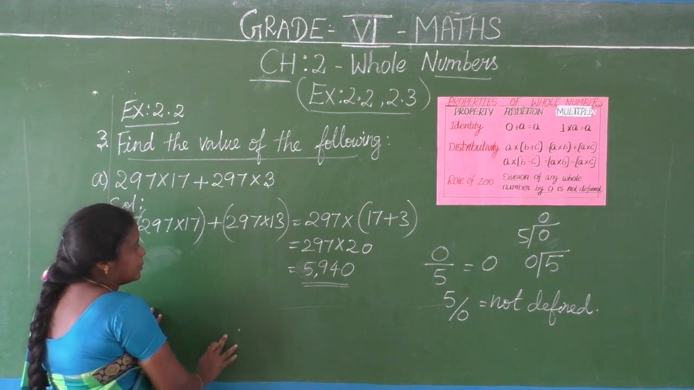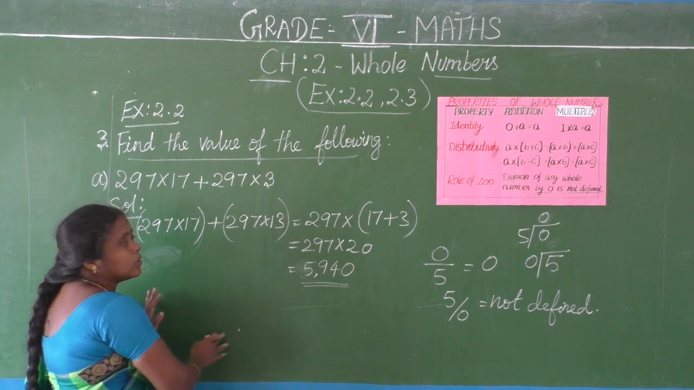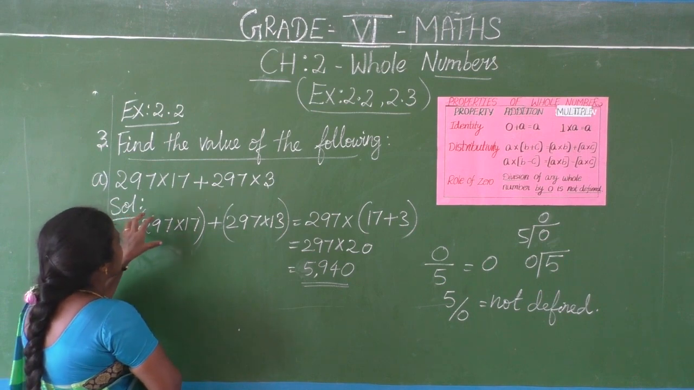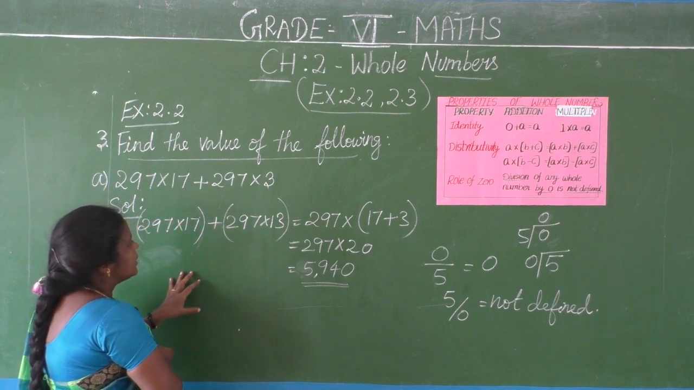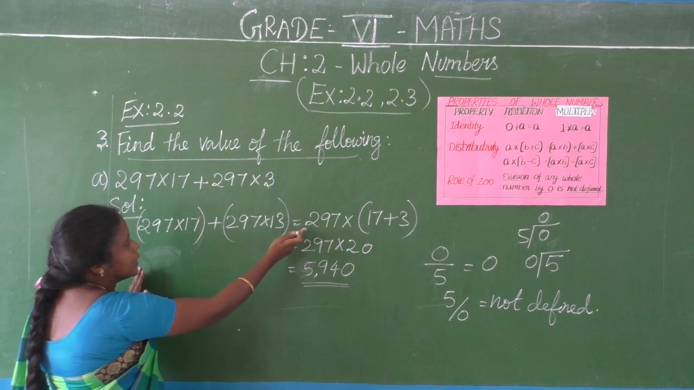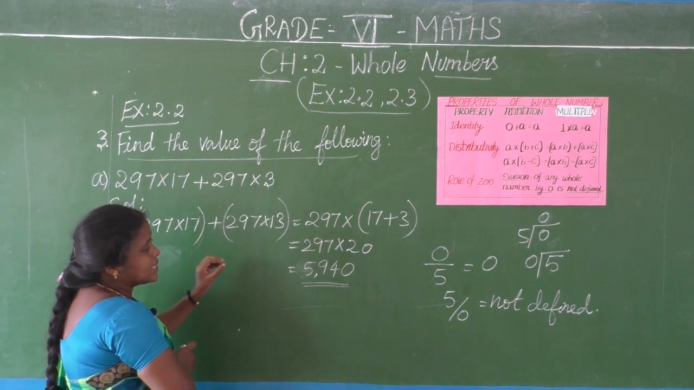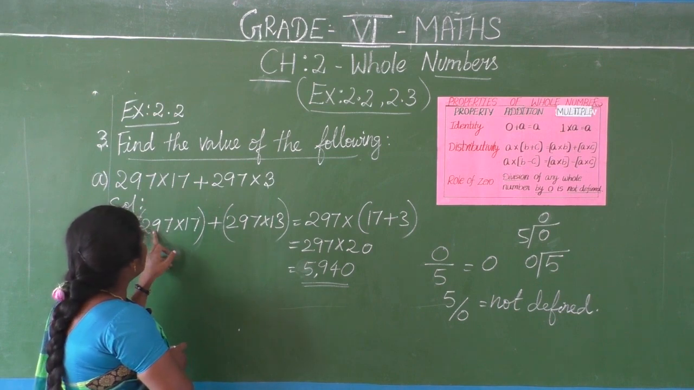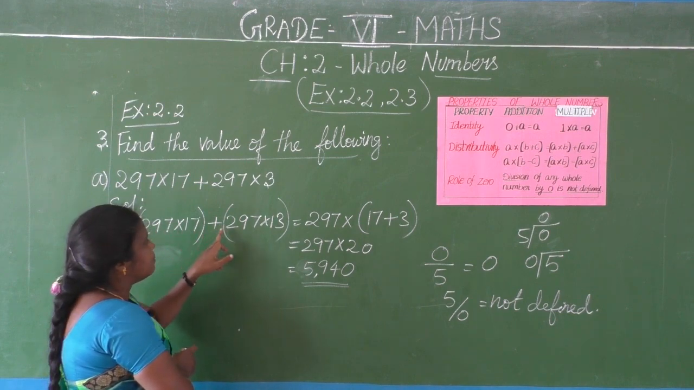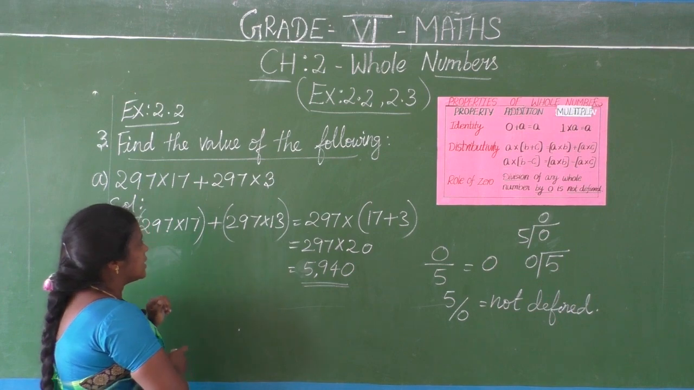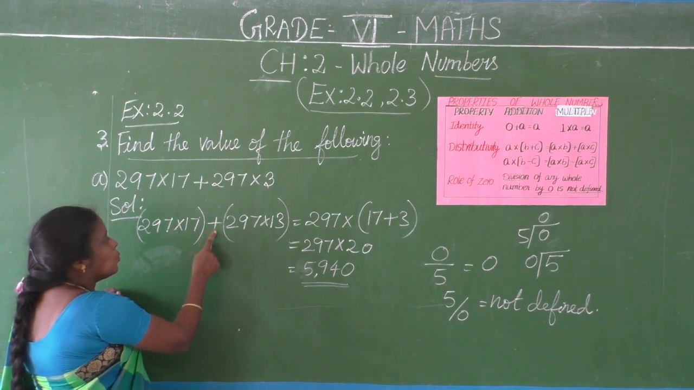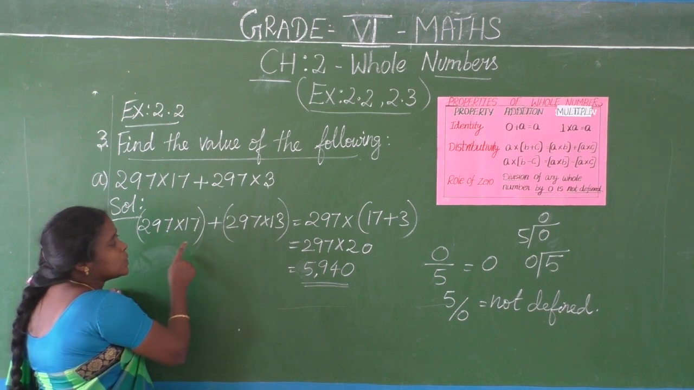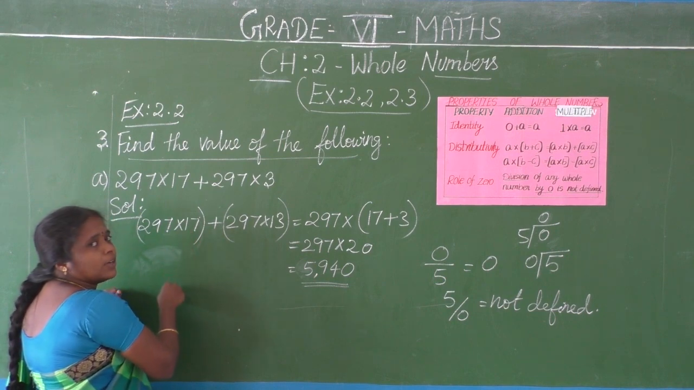This is the normal procedure. But to make the calculation easier, how am I going to do it? Instead of multiplying part by part, first of all I have taken 297 here. First check using which property this sum comes. See, 297 into 17 plus 297 into 13. Multiplication over addition. Two operations together are coming. That means which property is silently involved here?